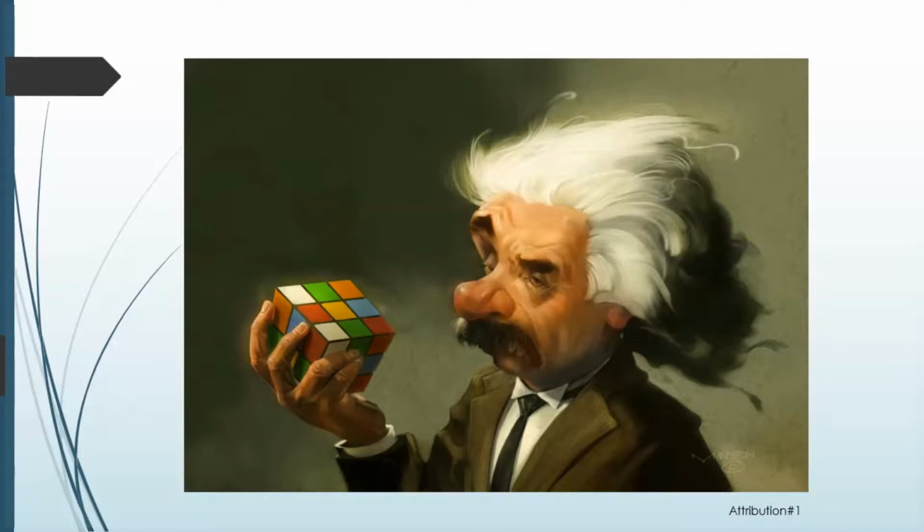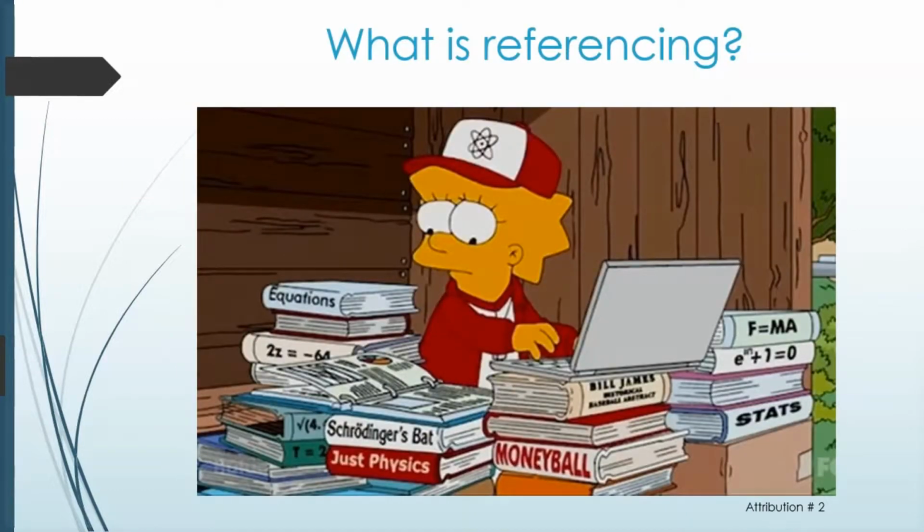So let's start with what is referencing? Referencing is an essential part of academic writing. Its main purpose is to acknowledge the original source of ideas and work that is not the author's own. It also points the reader to the original documents so that they can determine independently whether the attributed sources support the author's argument as written.